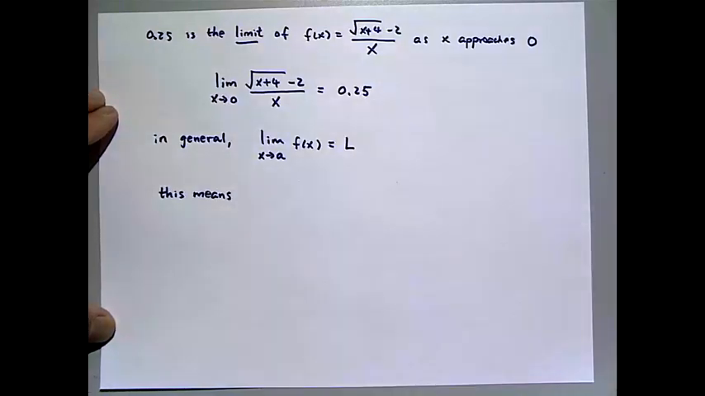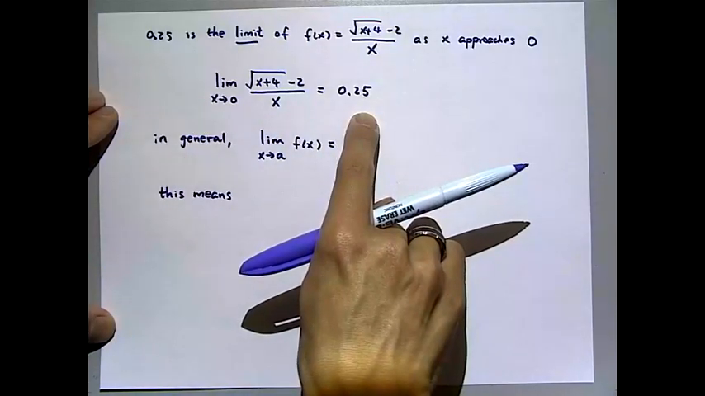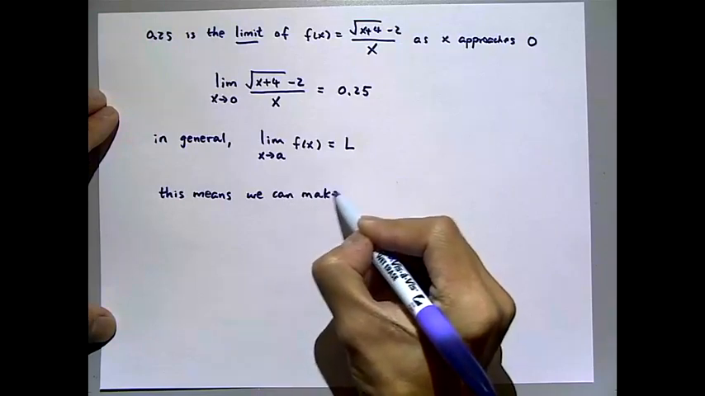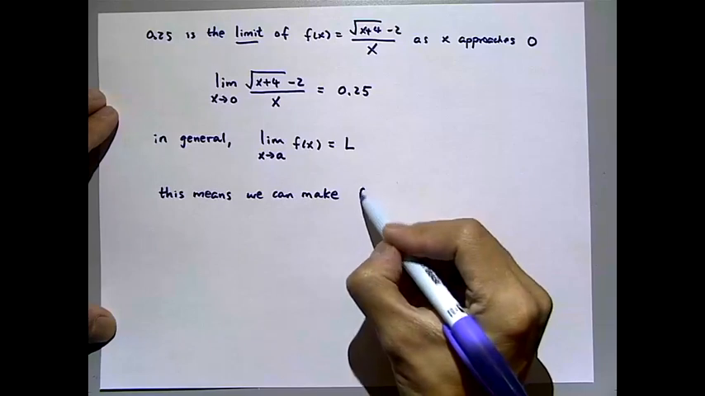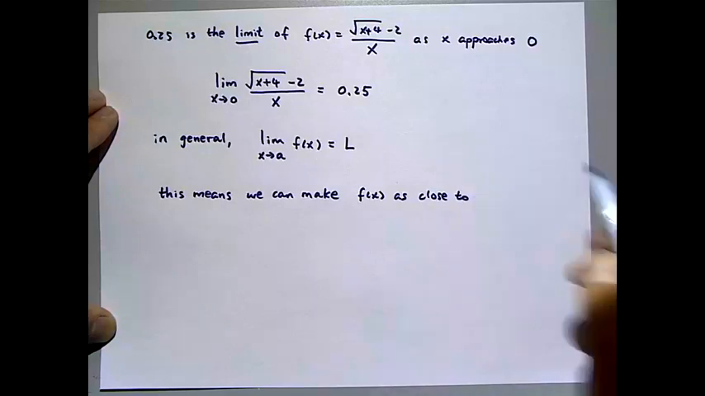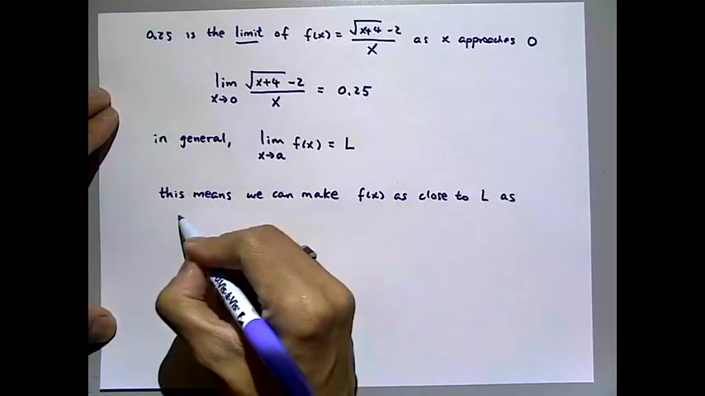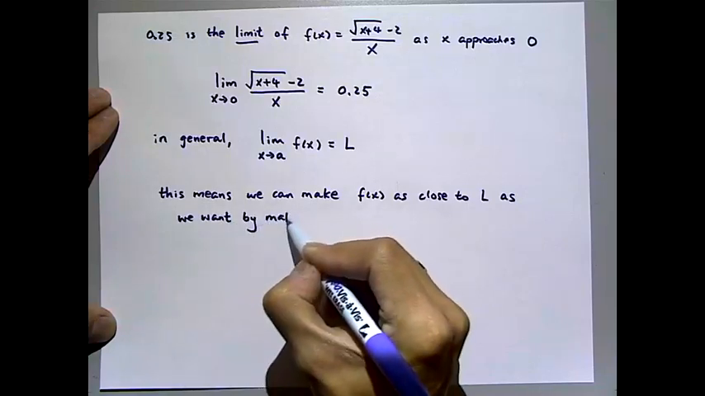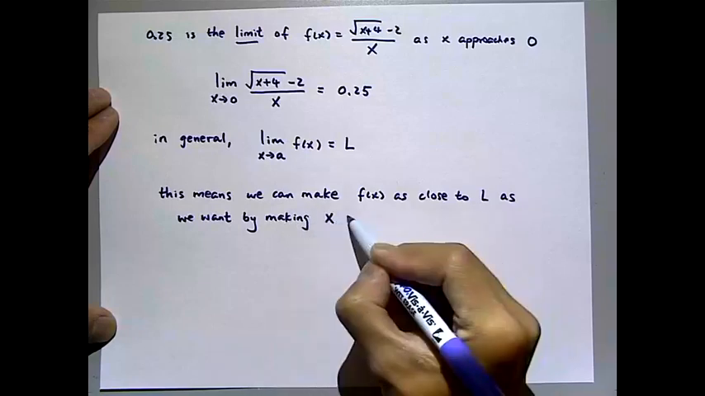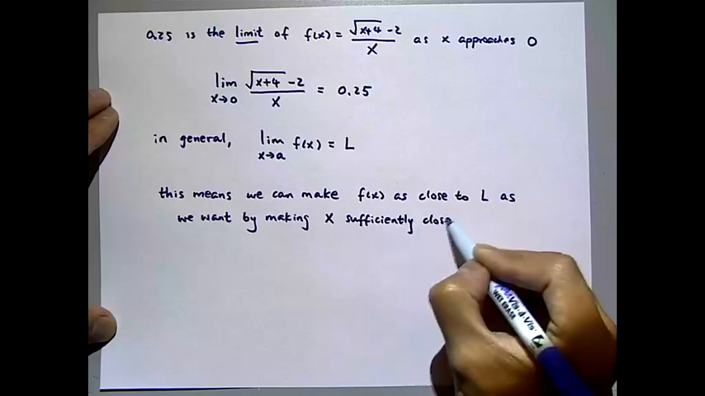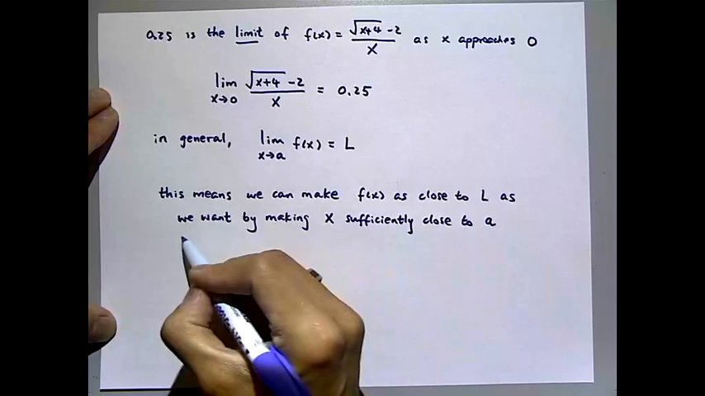What this means, similar to the example we just saw, is that we can make the function f of x as close to L as we want by making x sufficiently close to a, but not equal to a.